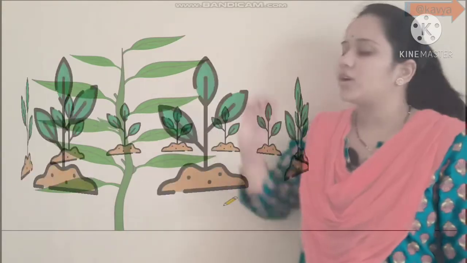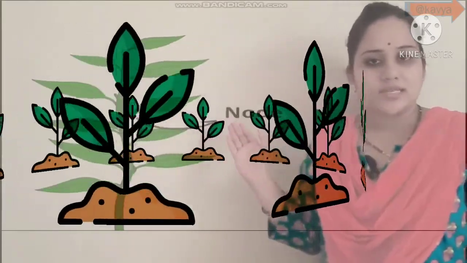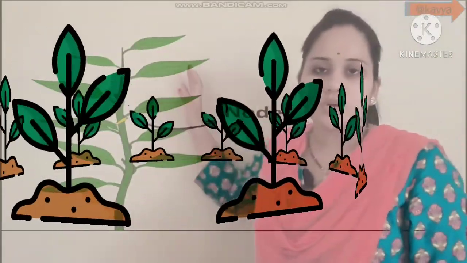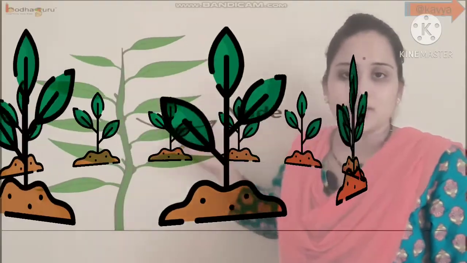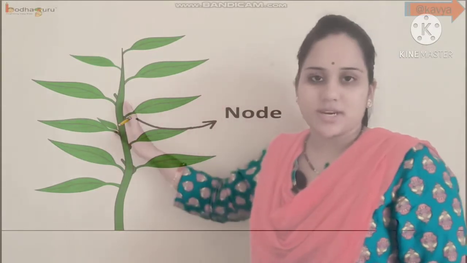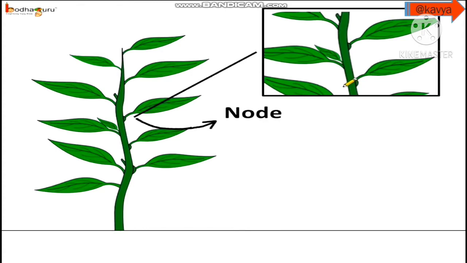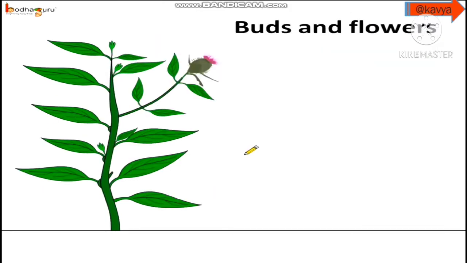And how are the leaves attached to the stem? We see there are nodes, and these nodes are the parts of the stem from which the leaf rises, and we call it a node. See, here we have a node. This is a node. This is the distance between two nodes. It's called an internode. Students, we also know that the stem holds buds and flowers.